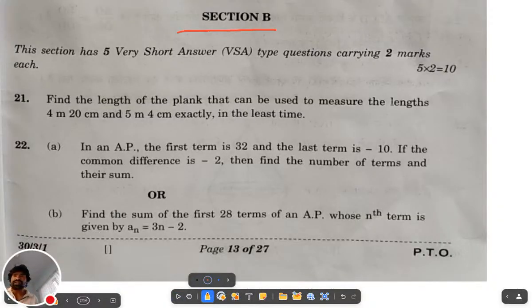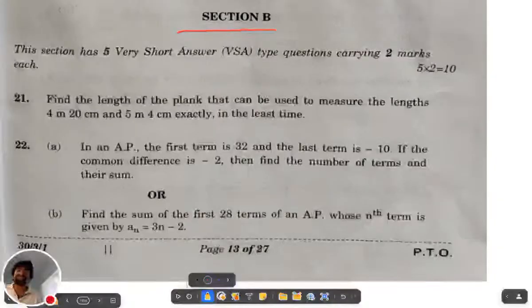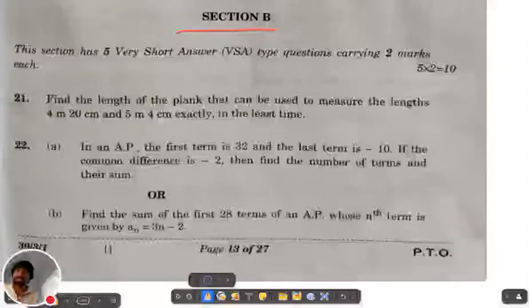In Section B, the 21st question is: find the length of the plank that can be used to measure the lengths 4 meters 20 centimeters and 5 meters 4 centimeters exactly in the least time. That means we have to find a number which will exactly divide these two given lengths. So what is it? It is nothing but the highest common factor of these two numbers, right?